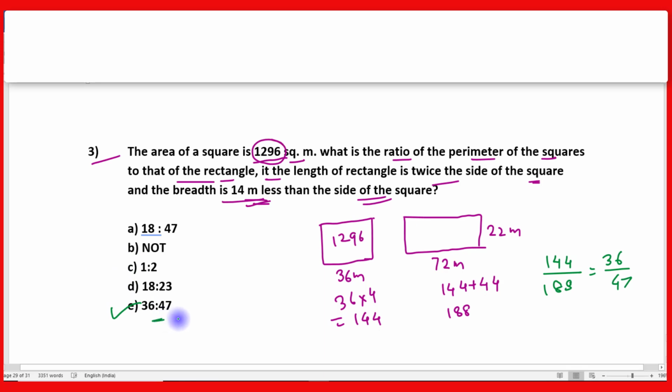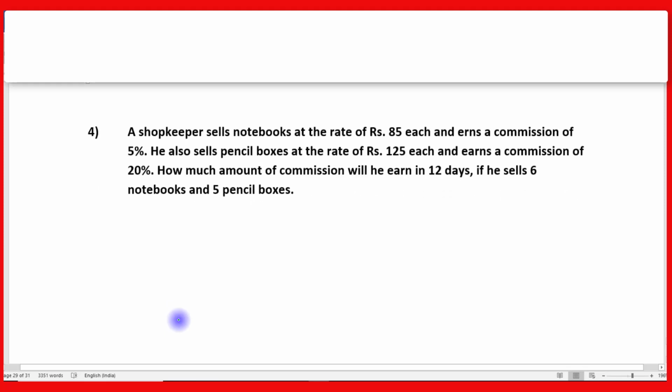So let us move to another question. Question number 4. A shopkeeper sells notebooks at the rate of 85 rupees each and earns a commission of 5%. He also sells pencil boxes at the rate of rupees 125 each and earns a commission of 20%. How much amount of commission will he earn in 12 days if he sells 6 notebooks and 5 pencil boxes?